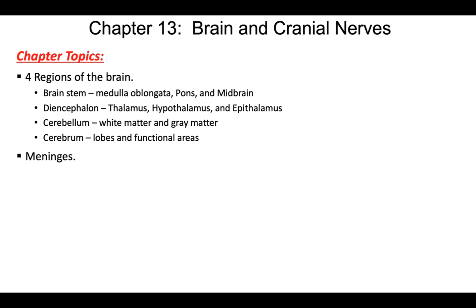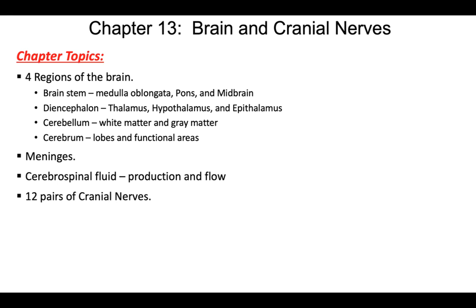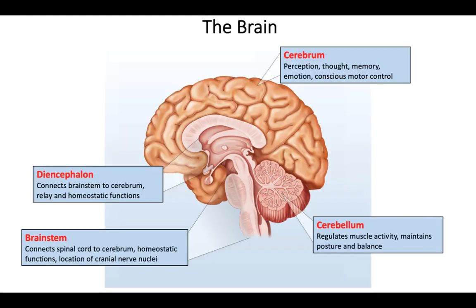We'll talk about the meninges again. We'll look at the similarities and differences between the layers that surround the brain and the layers that surround the spinal cord. We'll talk a little more about cerebral spinal fluid, where it's produced, who produces it, a little bit of the function, and then where it flows through the CNS. And then finally, we learn about the 12 pairs of cranial nerves. So let's begin and just introduce the 4 major regions.